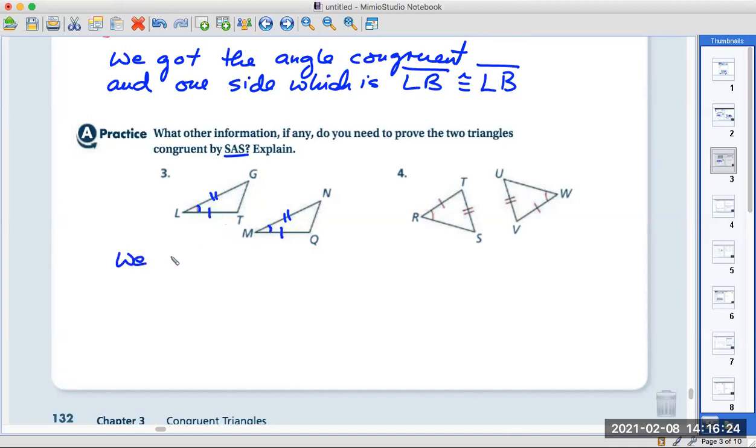We need sides LG congruent to MN, which we don't know for sure if they're equal.